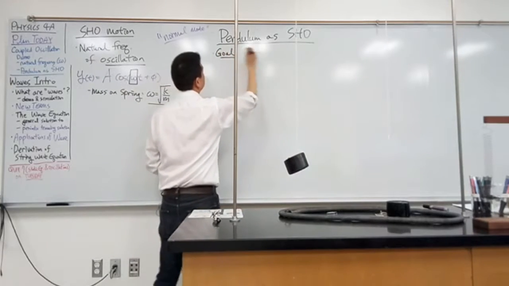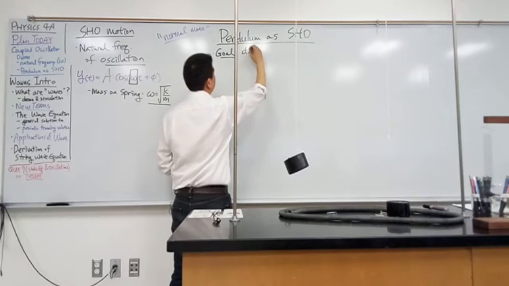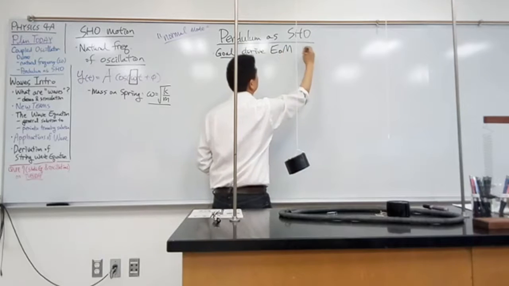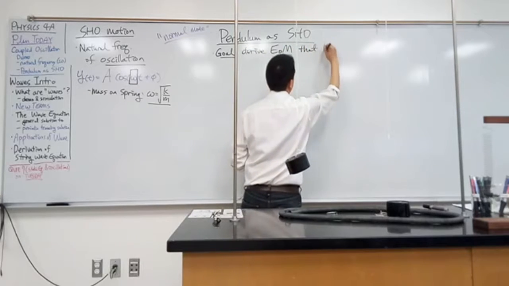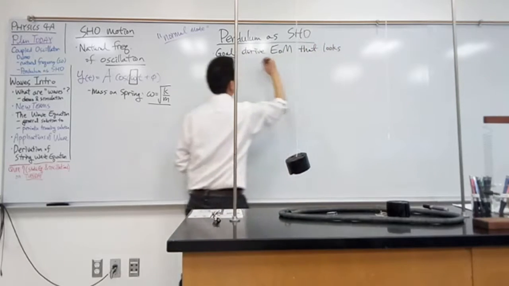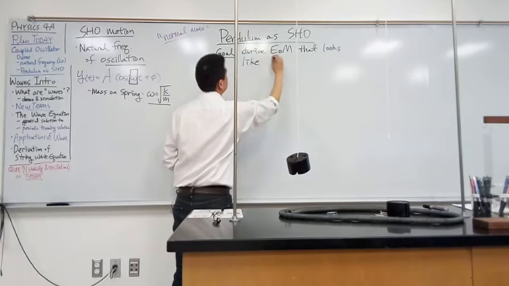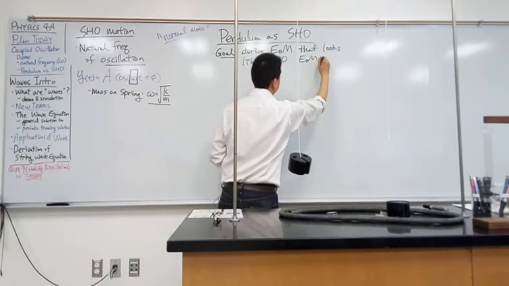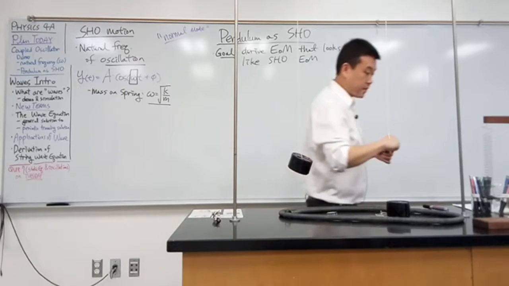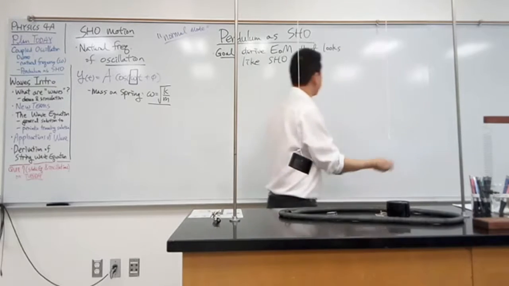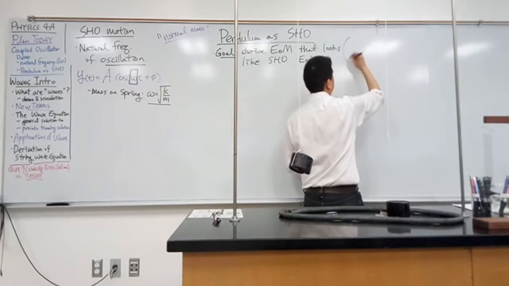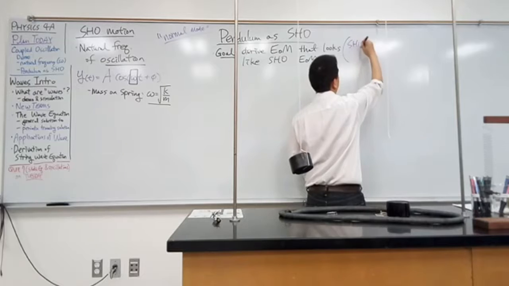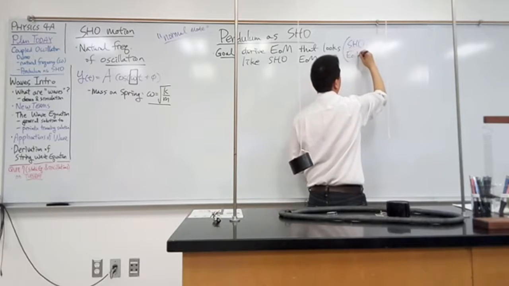Goal is to derive an equation of motion that looks like simple harmonic oscillator equation of motion. And as a reminder, this is for the mass on a spring. This is what that equation of motion looked like. Simple harmonic oscillator equation of motion.